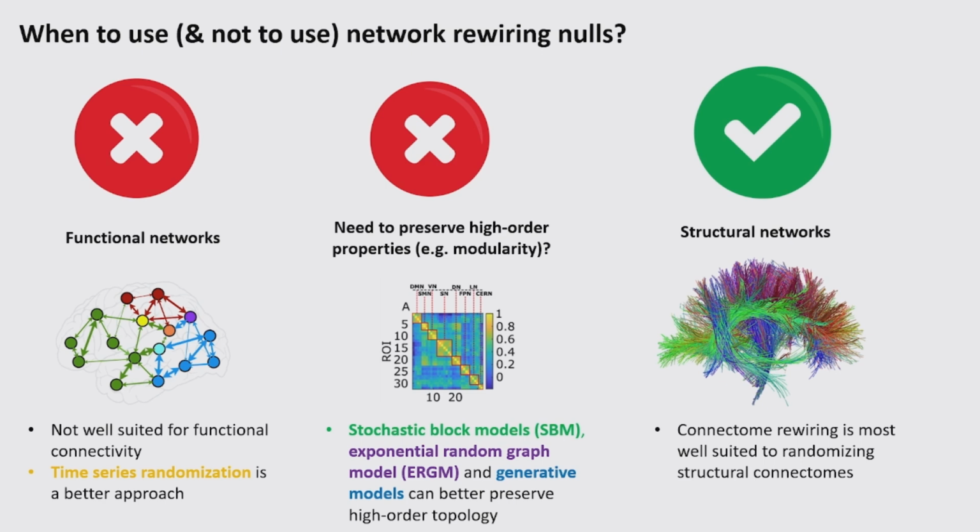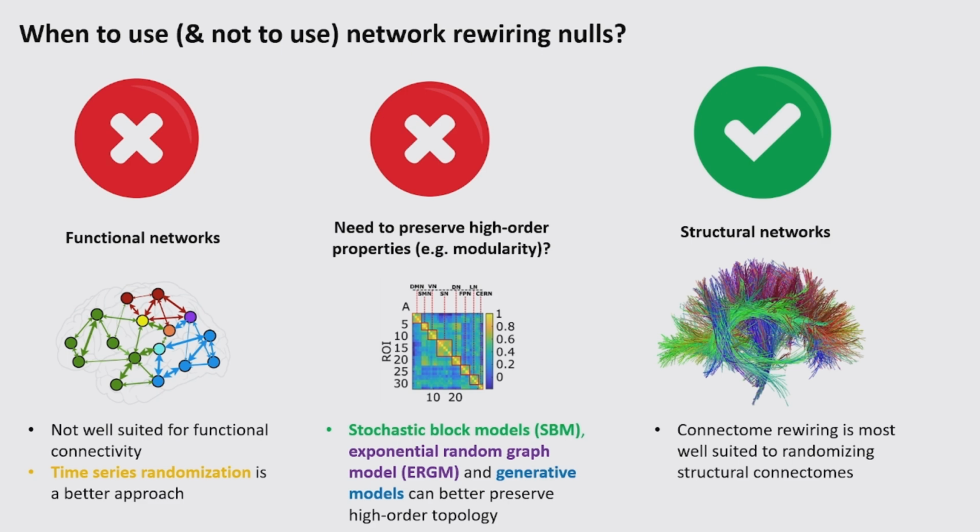So if you have a functional network that you've mapped using resting state fMRI and a measure of functional connectivity such as correlation, a rewiring algorithm is probably not the right way to go. I mean, you can do it, but because of the structure that the correlation or functional measures induce on the network, rewiring won't preserve those structures. So in that case, we'd be better off using time series randomization, and we'll have a talk about that later on.